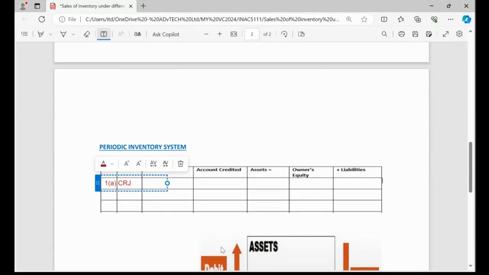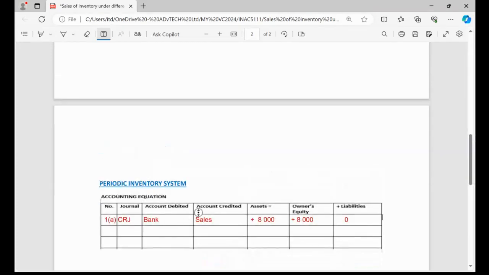Can you see? And then I'm just gonna write, remember, the bank, and the other one is gonna be the sales. I'm gonna have plus 8,000, and the other one I'm gonna have plus 8,000. Can you see now? So the difference between the two systems is just the cost of sales can only be calculated at the end of the period. That's why we don't show the B part. We don't show the cost of sales part.